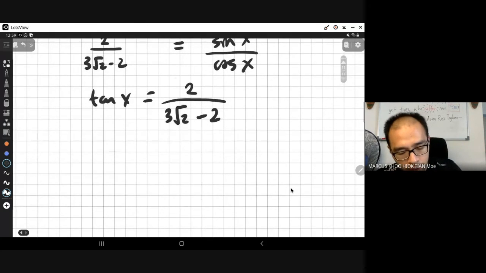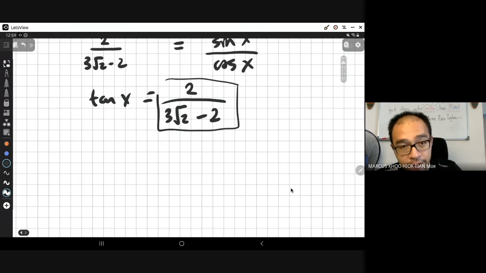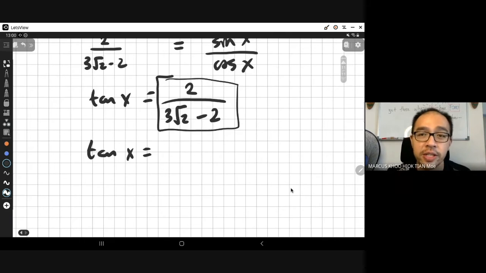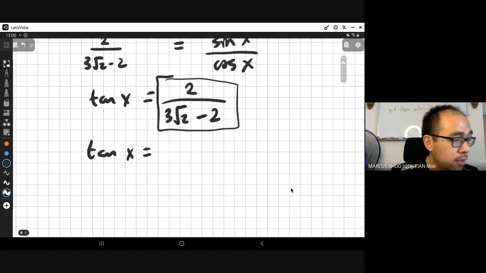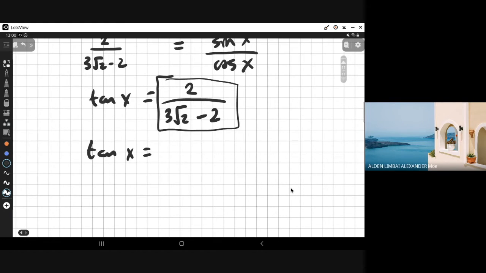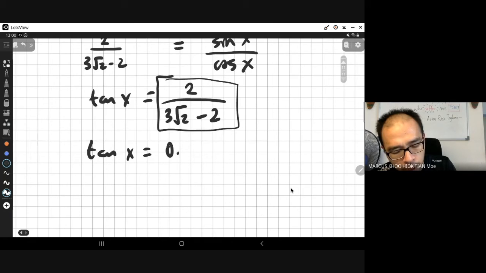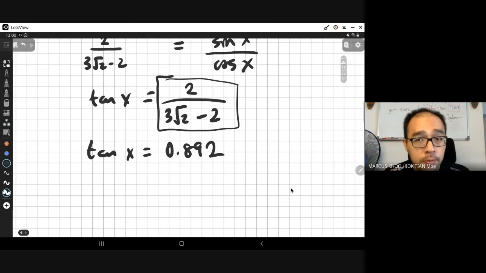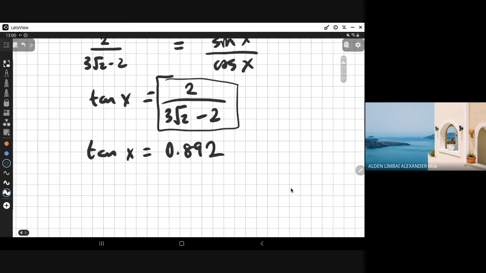Okay, now can somebody please calculate this carefully? This one you can use a calculator. What is the answer for 2 over 3 square root 2 minus 2? In decimal, sir. 0.891. Okay, 0.89, I think it's 2. Okay, about that.